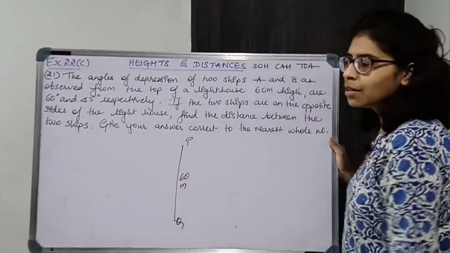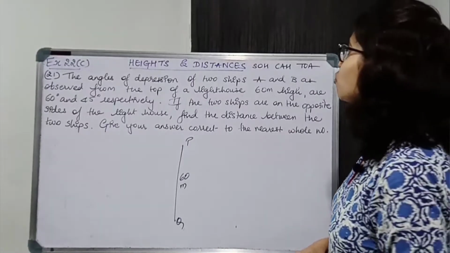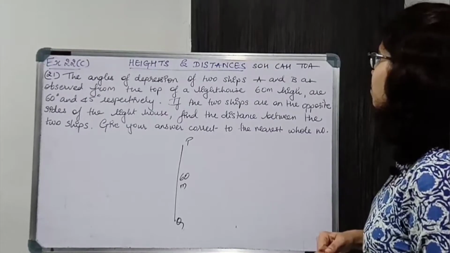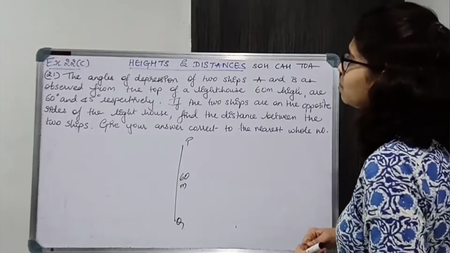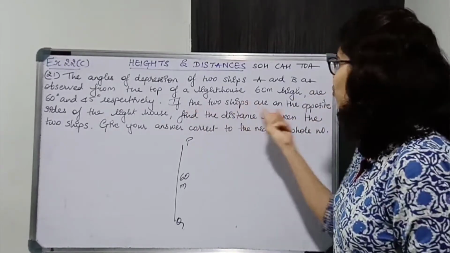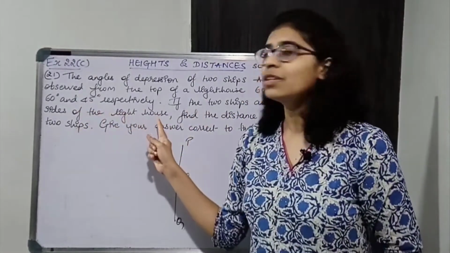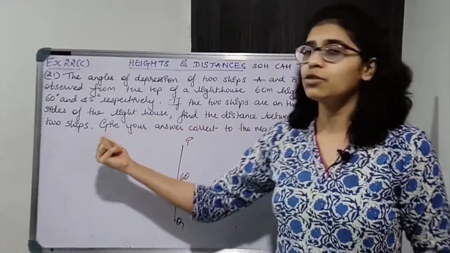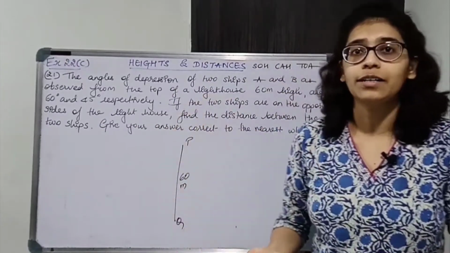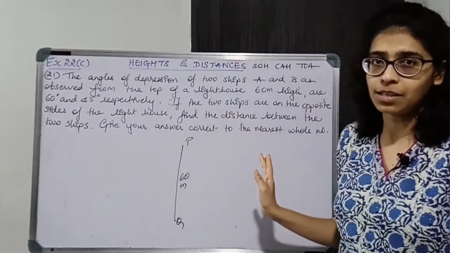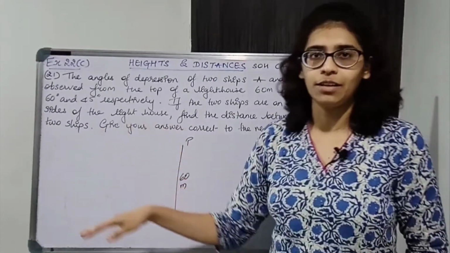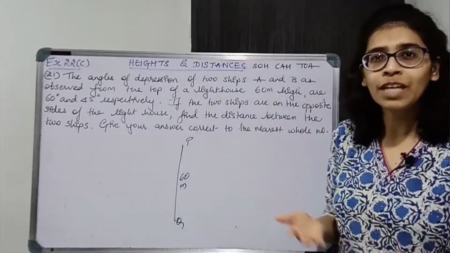All right, now the angles of depression of two ships A and B as observed from the top of a lighthouse 60 meter high are 60 degrees and 45 degrees respectively. Angles of depression is given. Now important part, if the two ships are on the opposite sides of the lighthouse, find the distance between the two ships. Now the two ships are on the opposite sides of the lighthouse, so if one is on the left, another one is on the right. Okay, so if A is on left, B is on right, or if A is on right, B is on the left. ठीक है, so you can take whichever way you want.